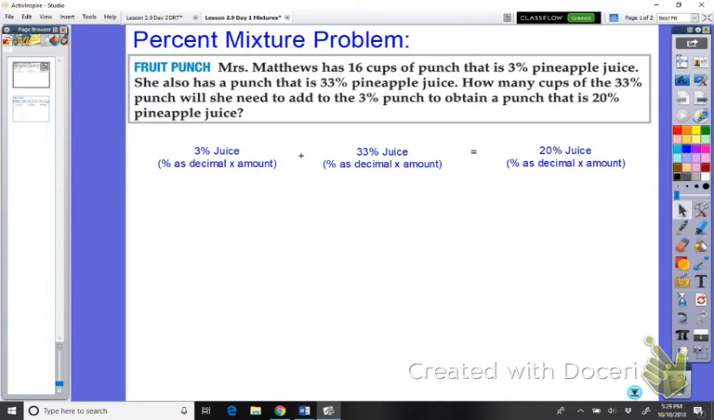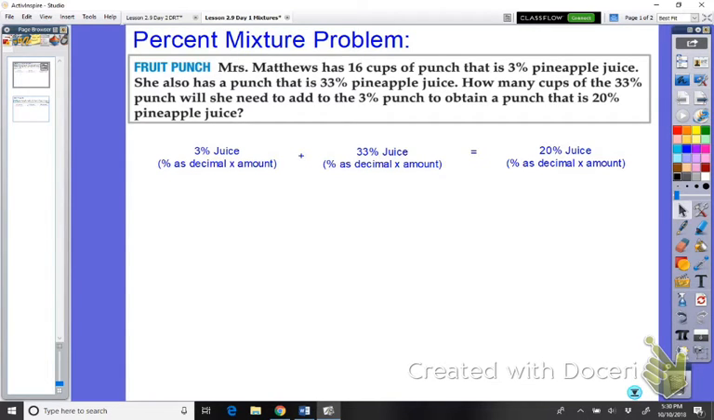This is a percent mixture problem. So the questions we talked about yesterday were mixture problems with a cost per pound. This time you're going to have a percent and the amount. So kind of set up the same way though. So let's read it first.